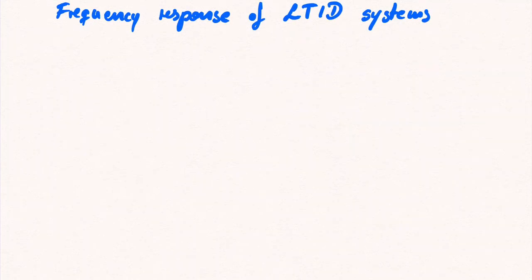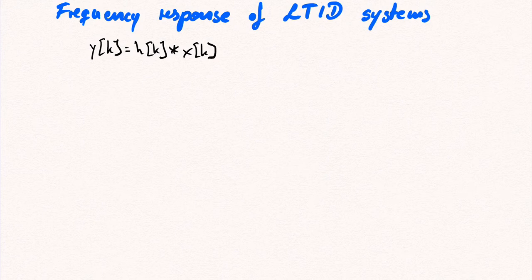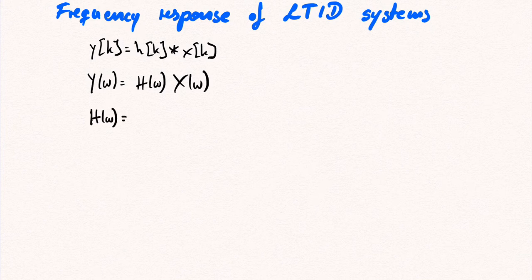We can analyze the behavior of LTID systems by their frequency response. In the time domain, the output y[k] is equal to the convolution of the impulse response h[k] with the input signal x[k]. So in the frequency domain, Y(Ω) is equal to H(Ω), which is the frequency response of the system, the discrete-time Fourier transform of the impulse response h[k], times X(Ω). So the frequency response H(Ω) is defined to be Y(Ω) divided by X(Ω).